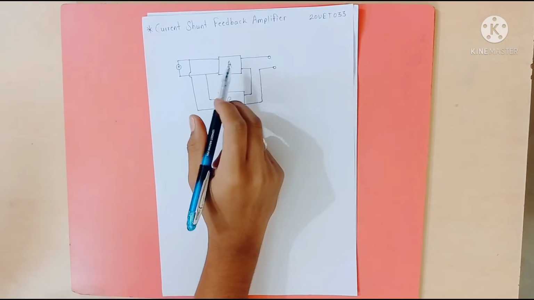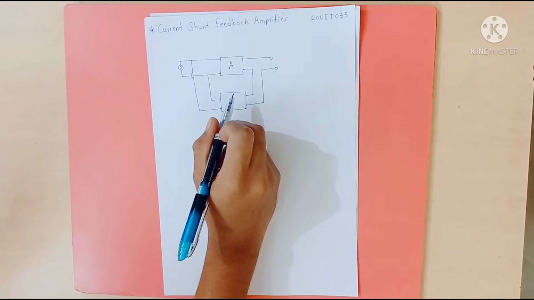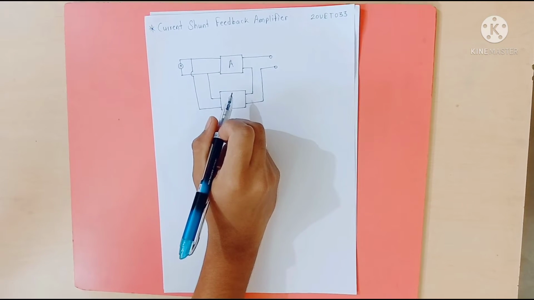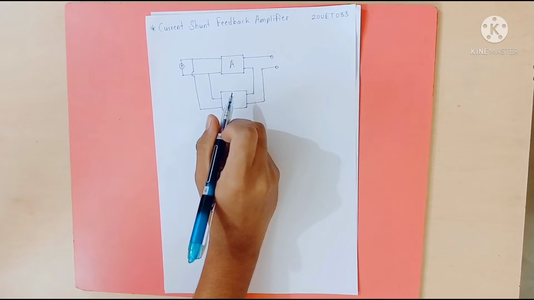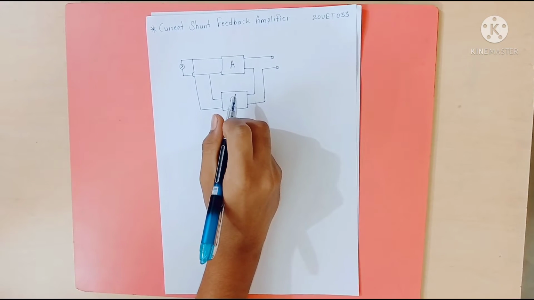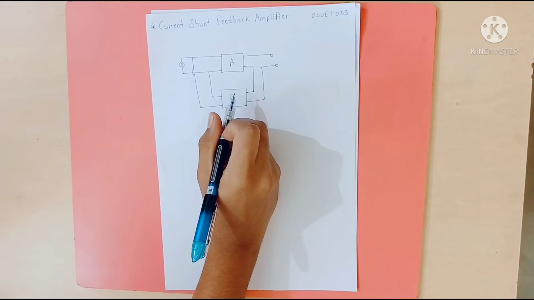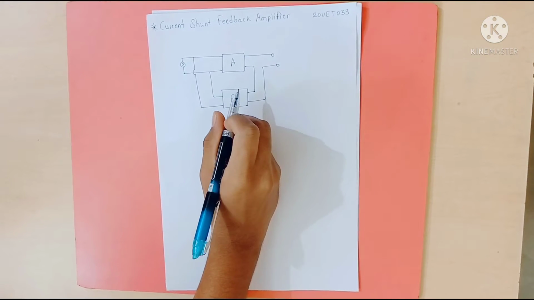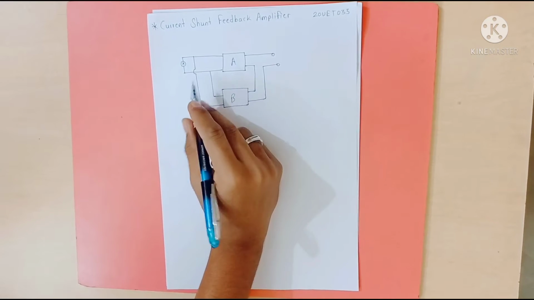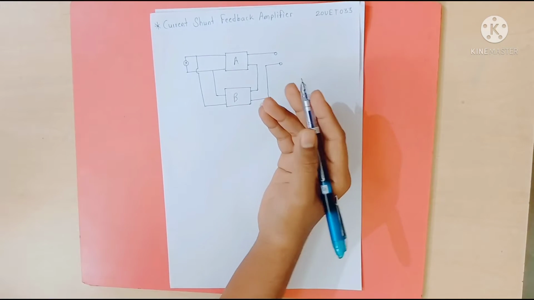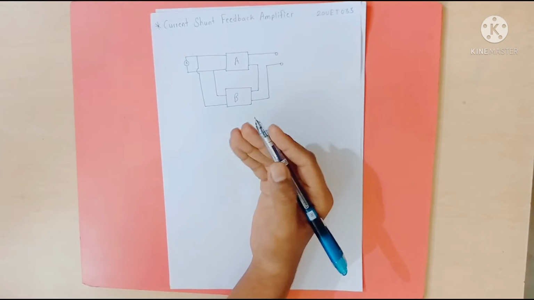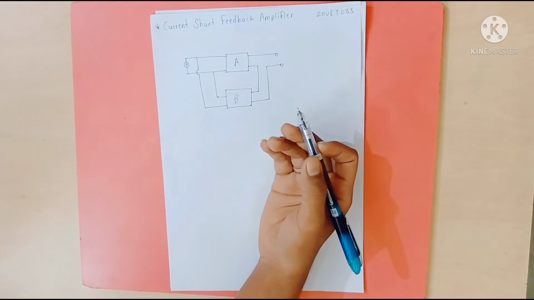Today I am going to explain current shunt feedback amplifier from the topic feedback amplifier and oscillator. So first we understand what is current shunt feedback amplifier. Generally, current shunt feedback amplifier is the type of negative feedback amplifier in which the part of output current is applied in parallel with the input current. In this case the output current is directly proportional to the input current, therefore the amplifier is the true current amplifier. So let's get started.